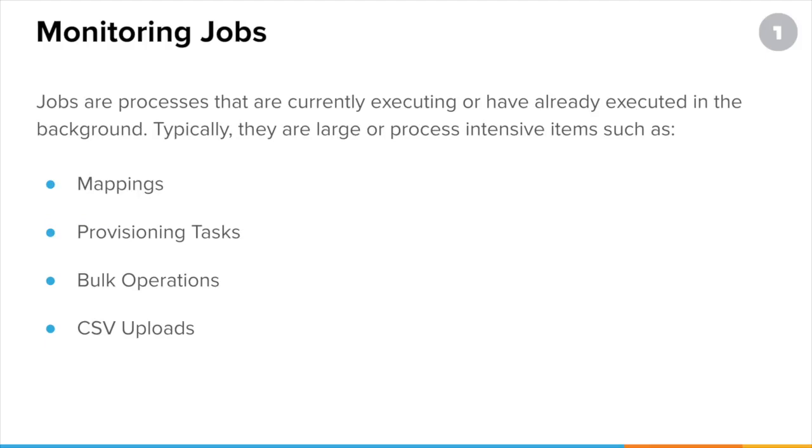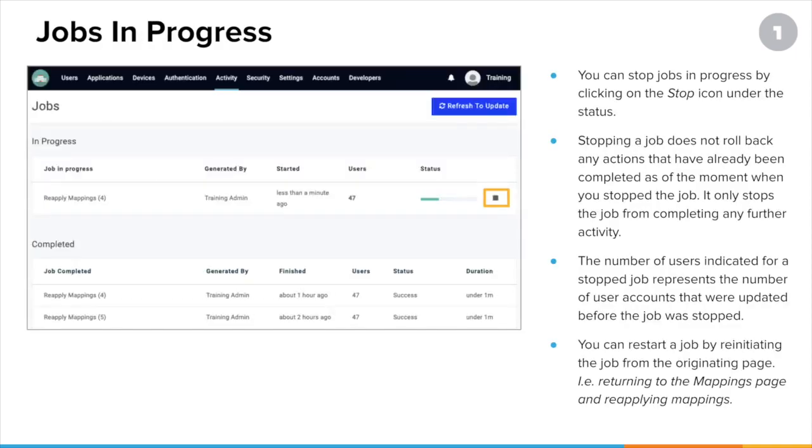So guess what? There is a job monitor. So you can go to the job monitor and see when we last reapplied mappings, or other types of jobs like provisioning, applying bulk operations, uploading a bunch of users via CSV file, even doing the little refresh entitlements piece that we mentioned during provisioning, where we go query the application for the values we can assign to users and pull that information into OneLogin.